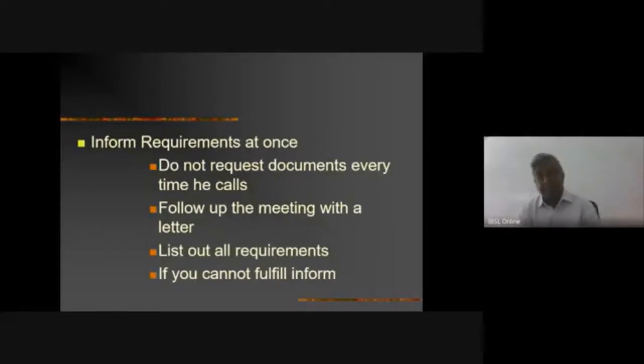Inform requirements in advance. If from the interview there is any further information or requirements, you inform at once. Do not request documents every time he calls. Follow up the meeting with a letter. List out all requirements, and if you cannot fulfill any, inform. Whatever additional requirements are the outcome of today's interview, inform him at once, rather than asking for various things frequently. List out all requirements you want after the interview.